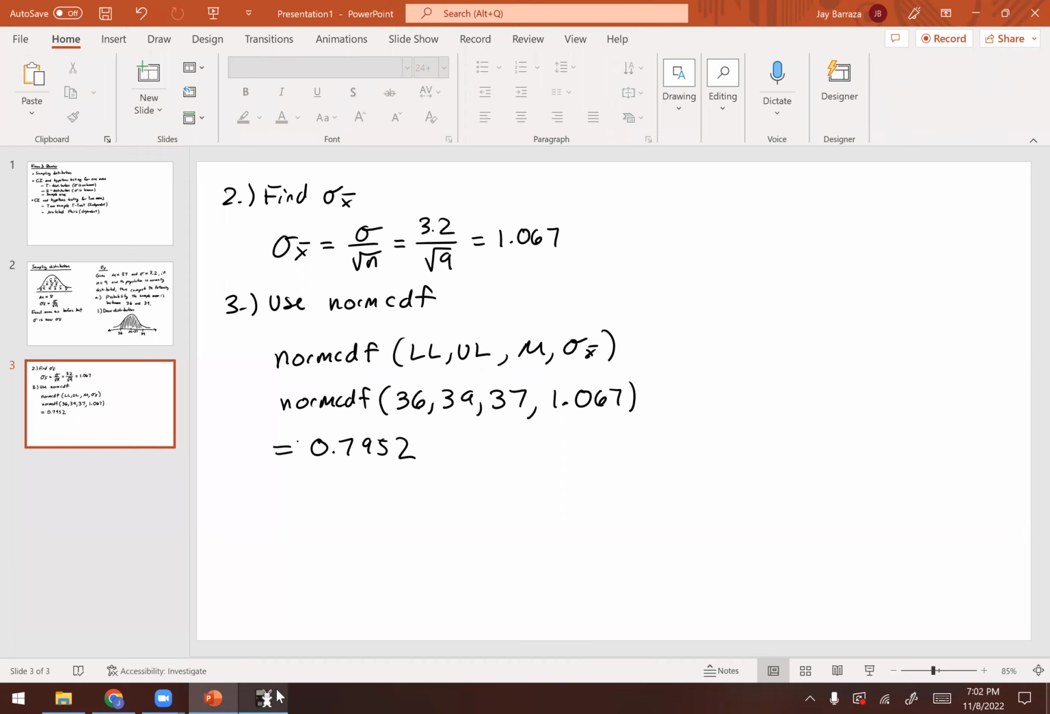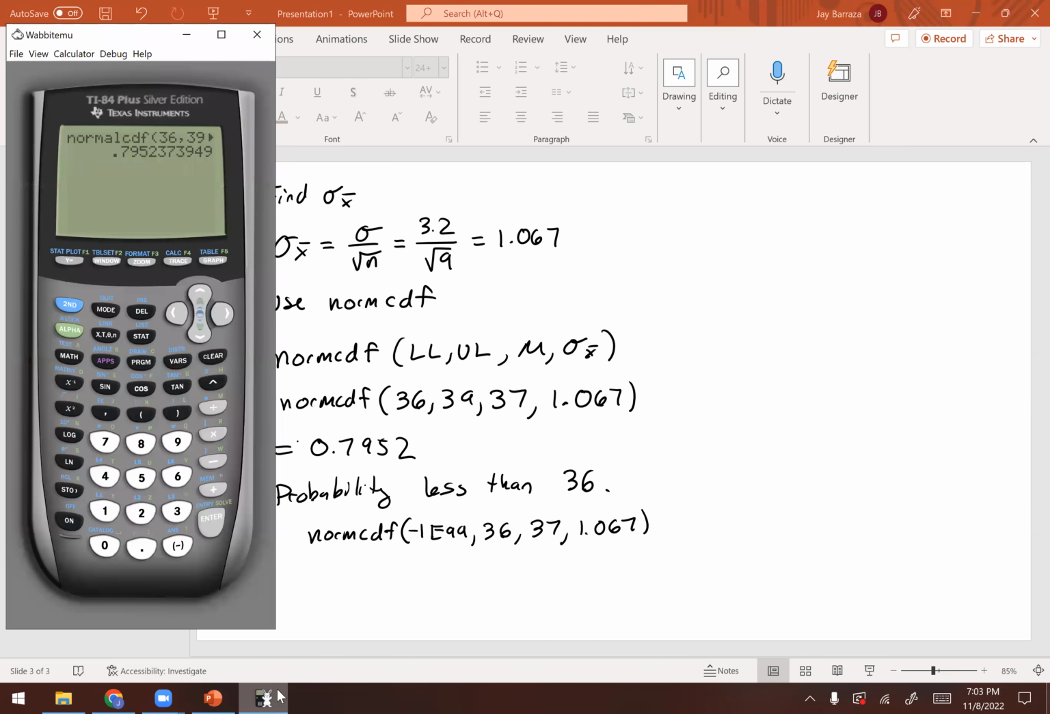Okay. Now, if I wanted to ask a question like the probability that it's less than 40, actually, that might be too big. Let's do 36. Well, you do the same thing, except now it's going to be norm or normal CDF of negative 1 e to the 99, comma 36, comma 37, comma 1.067.